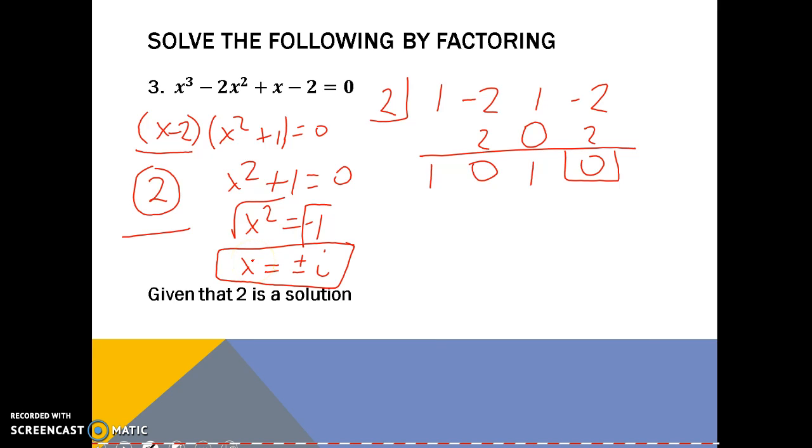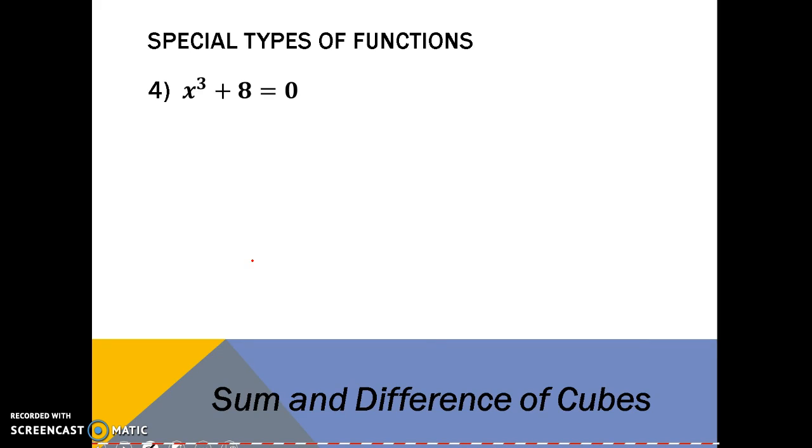Let's try a little bit different type of problem. This is called the sum of two cubes. I'm going to do this two different ways. The first way is the same way that we've been doing the other problems. I'm going to use synthetic division and try to solve this first. I can start solving it by subtracting 8. So I would get x to the third equals negative 8.